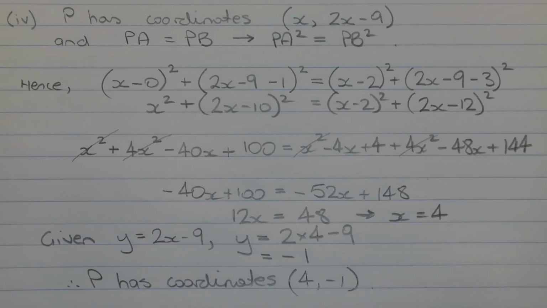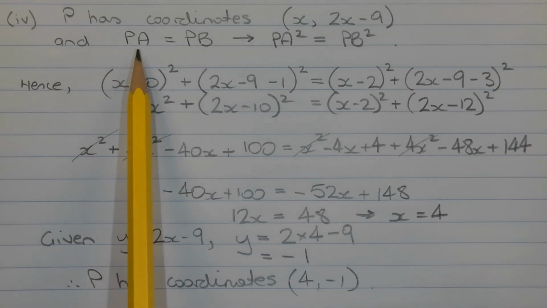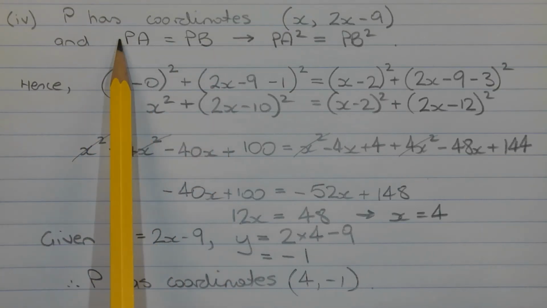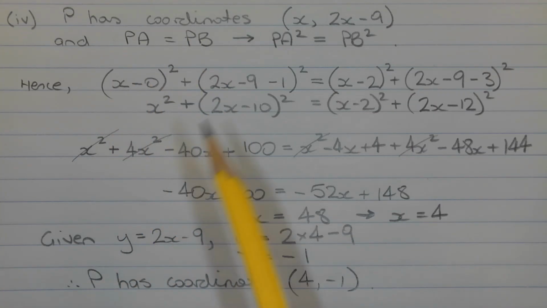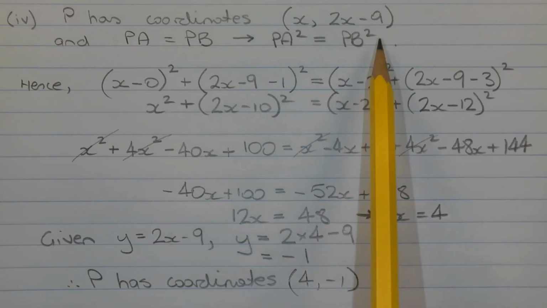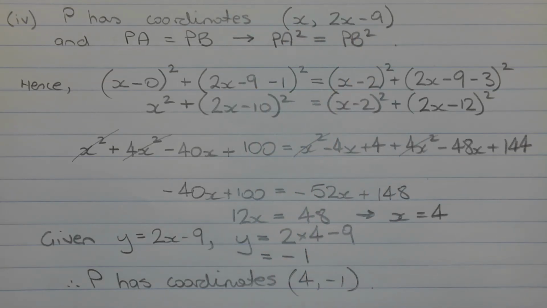Now thinking ahead, we will need to use the distance formula, and that involves using a surd or a square root. But in order to avoid using the surd or the square root, we could make it a little easier to apply the distance formula if we square PA and PB. So if PA is equal to PB and they're both positive values, we can square both sides of the equation, maintaining its integrity. So PA squared is equal to PB squared.